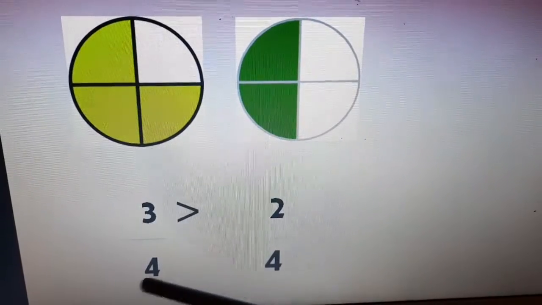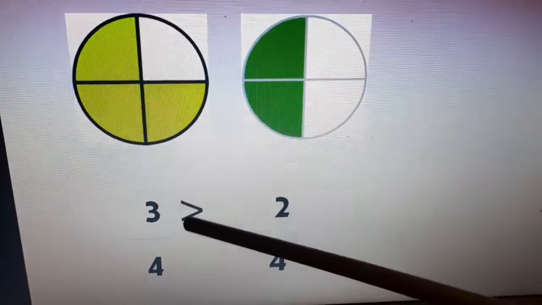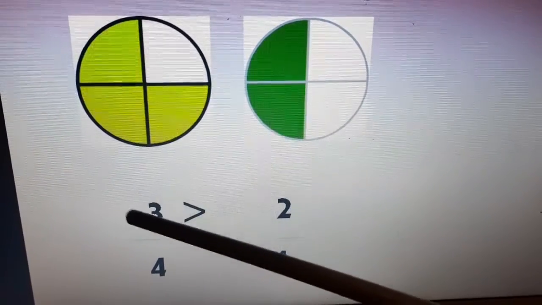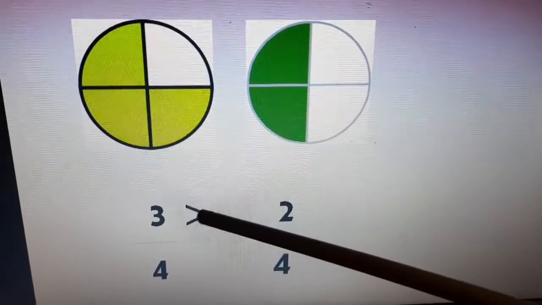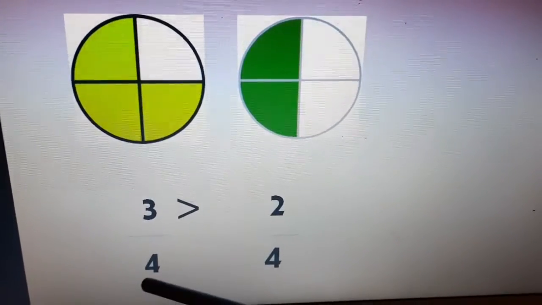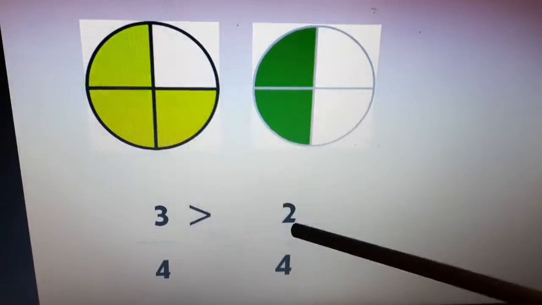3 out of 4 is greater than 2 out of 4. Big mouth beside big number and small mouth beside smaller number. 3 out of 4 is greater than 2 out of 4.